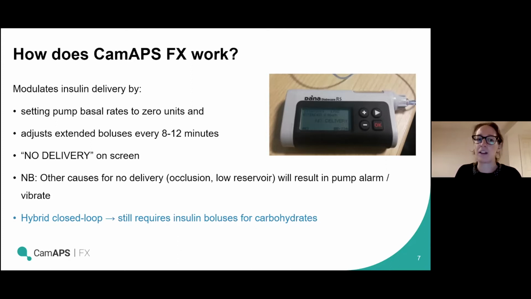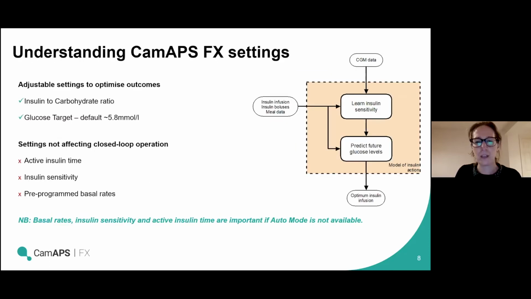And if there is a real reason for no delivery of insulin, you will get an alarm, whether that's a sound alarm or a vibrate, depending on your personal choice on the pump. And again, we've mentioned this before, but it's really important when we're thinking about how we can improve time in range, what can be adjusted.